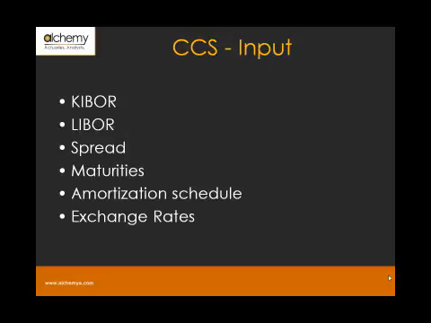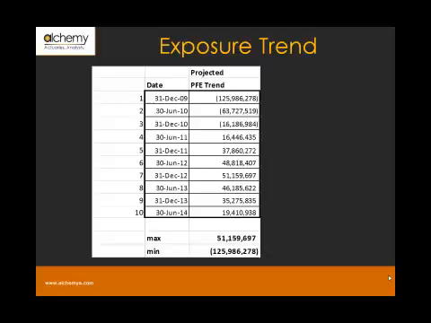And from a valuation point of view, I have two pair of rates. I have a local currency rate and I have a foreign currency rate. I have a credit spread, I have maturities, I have an amortization schedule, and I have exchange rates. And when I combine all of these, I get a model that gives me a value for my numbers.